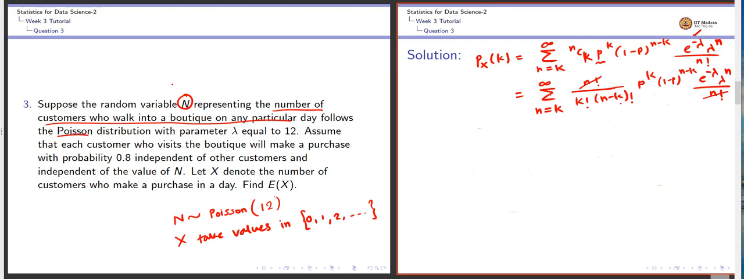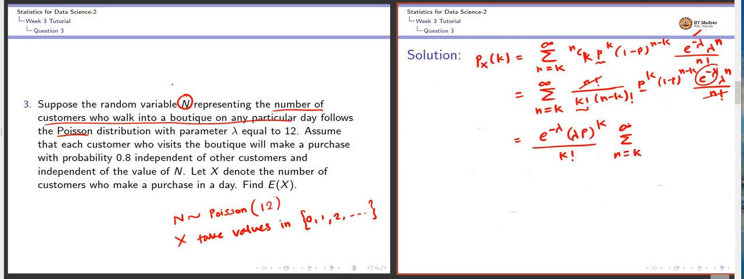Okay. Now I will take some constants out. So I will take e to the power minus lambda out. I will take lambda to the power k from lambda to the power n, which is constant, as well as p to the power k constant. So it will be lambda times p to the power k. And from here, k factorial will be out. So those terms which are not involving n, we are taking out.